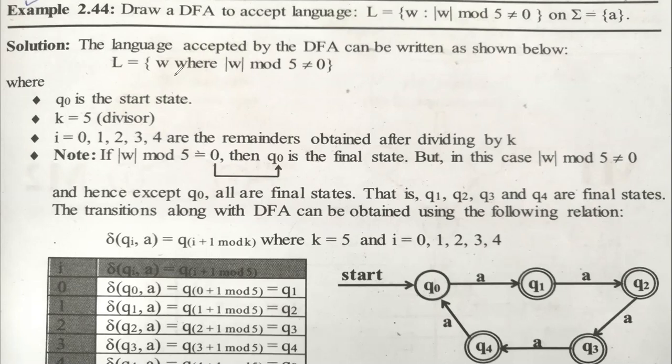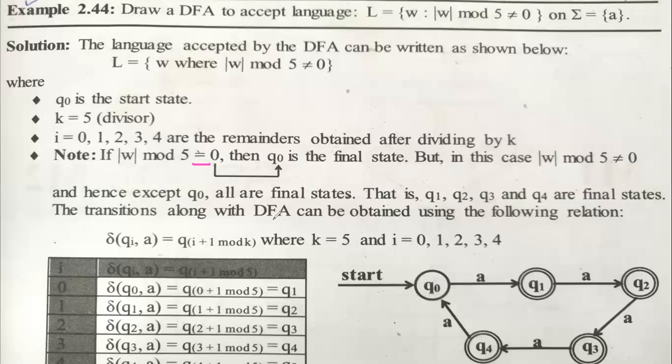So now the language accepted by the DFA can be written as shown below. The same question we are repeating. Q naught is the start state, k is 5, and i equals 0, 1, 2, 3, 4 are the remainders obtained after dividing by k. If length of W mod 5 is equal to 0, then Q naught is the final state. But in this case, length of W mod 5 is not equal to 0, and hence except Q naught, all are final states, that is Q1, Q2, Q3, and Q4.